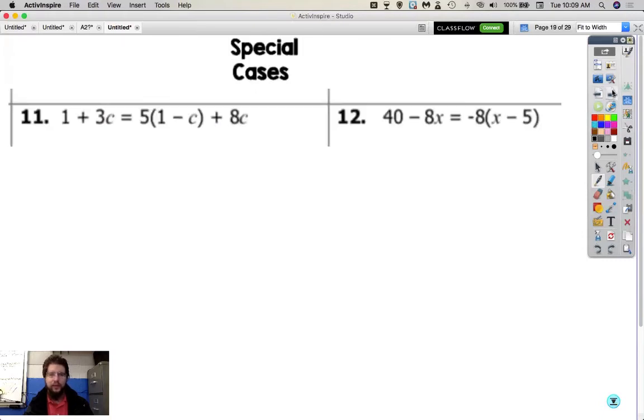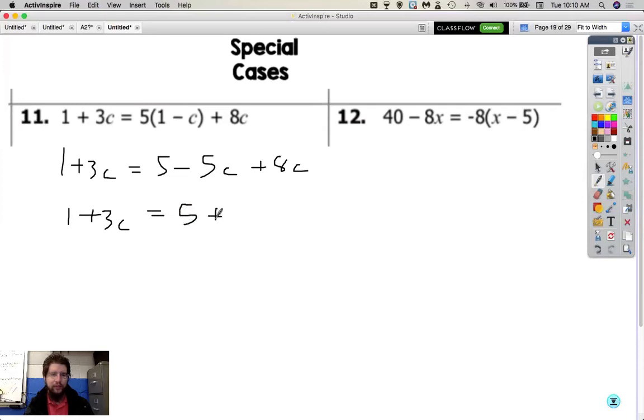Now, let's look at a couple special cases. So I'm going to do these kind of quick. So 1 plus 3c equals 5 minus 5c plus 8c. So if I look over here, I get 1 plus 3c. If I have over here 5 plus 3c. If I try and isolate my variables, they're gone. And I'm left with 1 equals 5 because the 3c's are just canceling each other out.